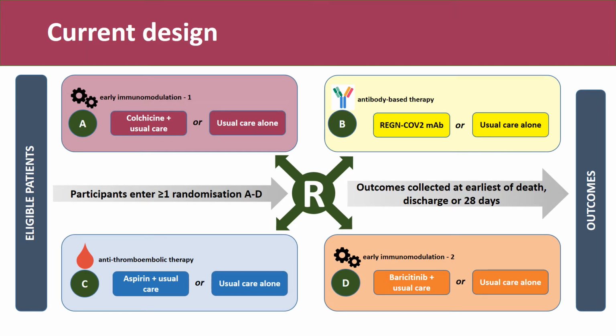Eligible patients, those who have been admitted to hospital with proven or suspected COVID-19, can enter 1, 2, 3 or all 4 of the randomizations shown on this page. Part A compares colchicine with usual care alone. Part B compares the Regeneron monoclonal antibody cocktail with usual care alone. Part C compares aspirin to usual care alone. Part D compares baricitinib to usual care alone.